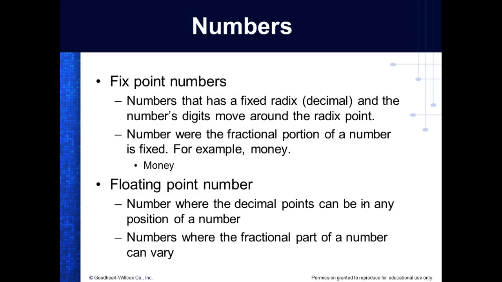So fixed point numbers. These are numbers that have a fixed decimal, and the digits move around the radix point. Numbers where the fractional portion of the number is fixed. For example, money.